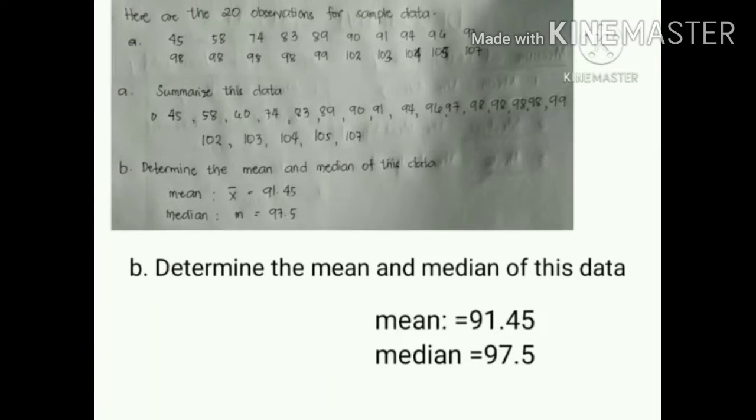Here are the 20 observations for sample data. The first thing we do is summarize this data and arrange these numbers. Here we will determine the mean and the median of this data. So the mean is 91.45 and the median is 97.5.